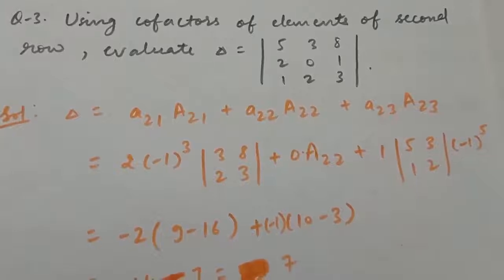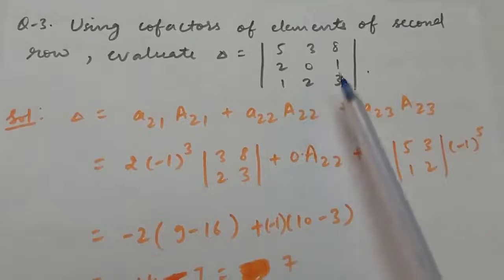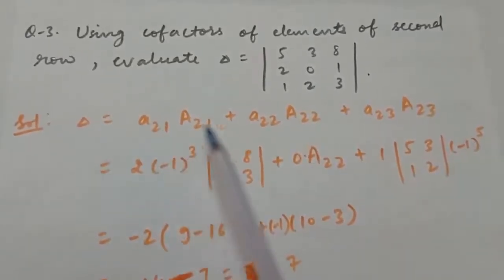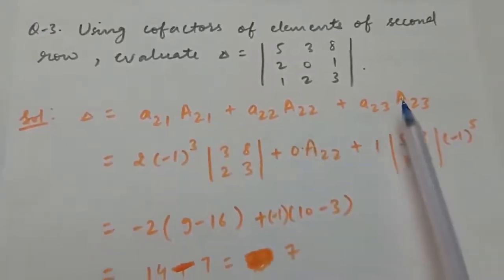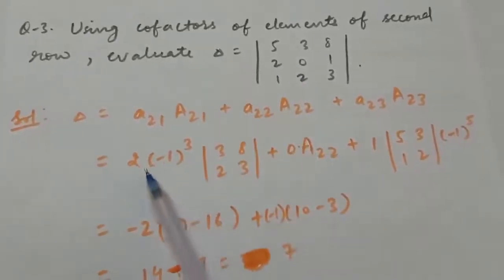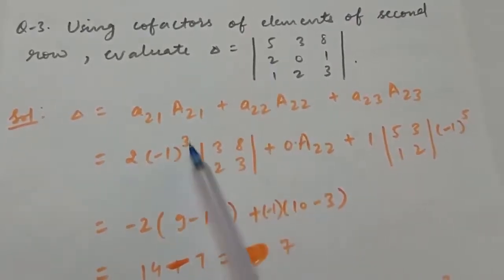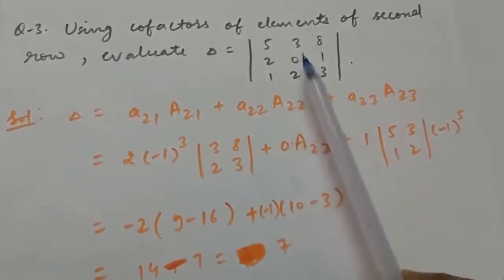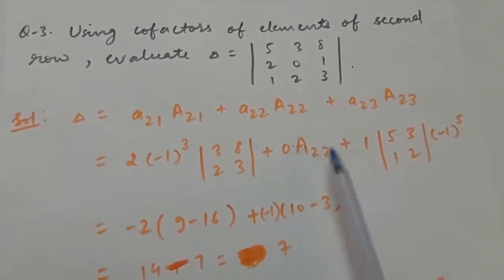Question third is using cofactors of elements of second row, evaluate this determinant. So the value of determinant will be sum of the product of the elements of the second row with their corresponding cofactors, right? So the element A21 is 2 into cofactor of this element 2 will be minus 1 raised to the power 3 into this determinant, plus now the element is 0 into, because it is 0 into this cofactor, it will be 0.